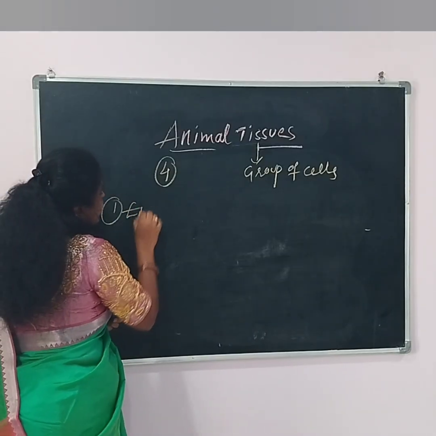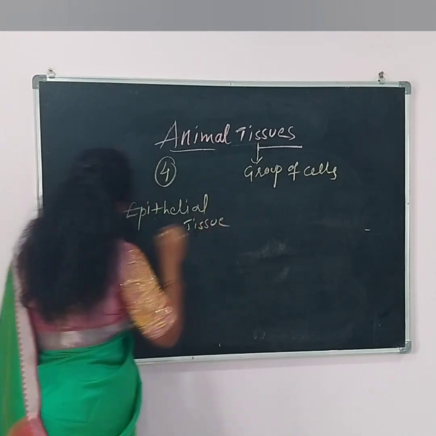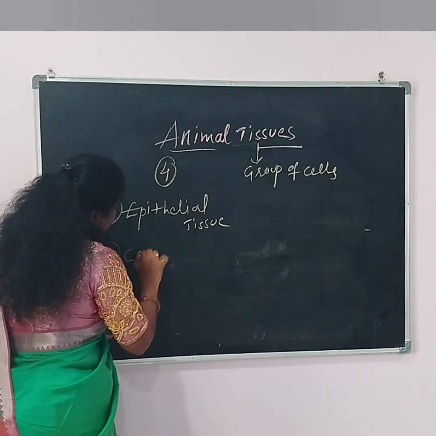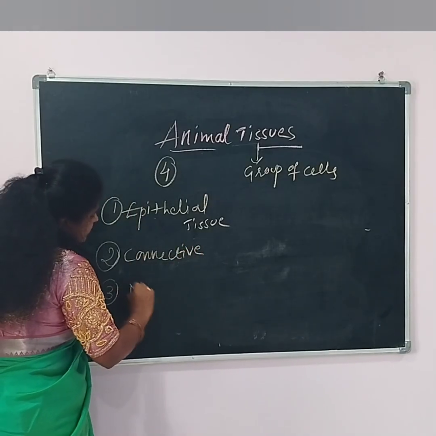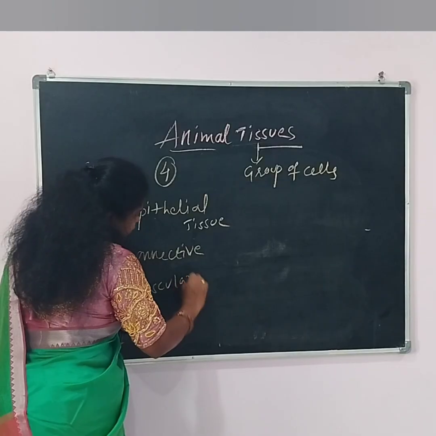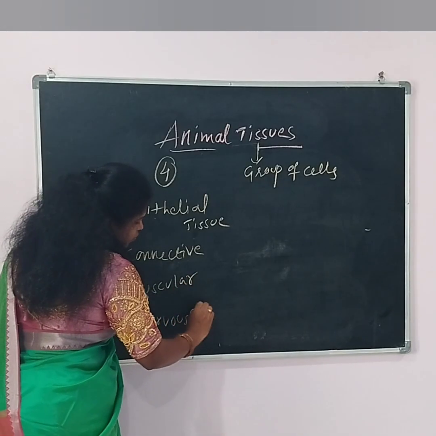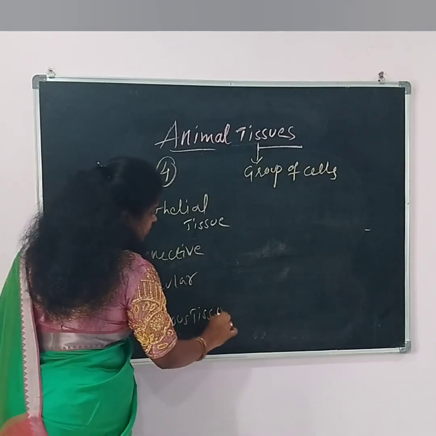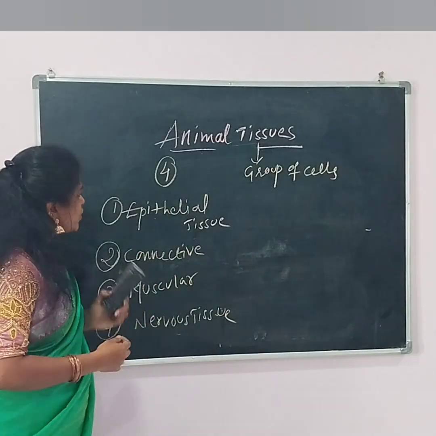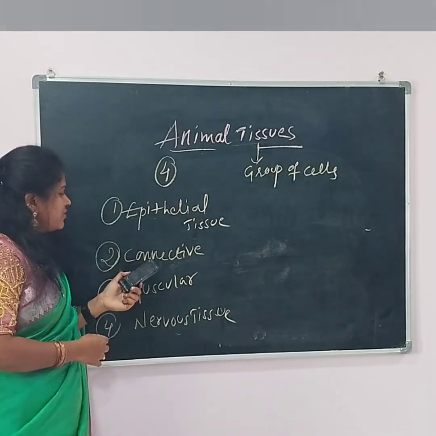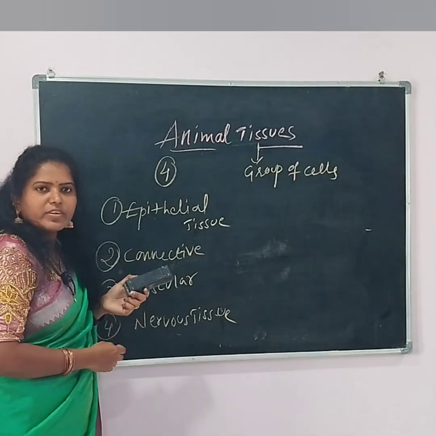First one is the epithelial tissue. Second one is the connective tissue. Third one is the muscular tissue. Fourth one is the nervous tissue. Our body is composed of these four types of tissues.